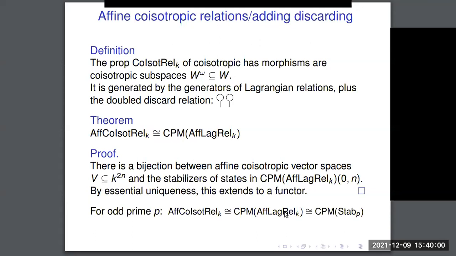Yeah, so that middle category can really be seen as a category of stabilizer tableaus, at least for odd prime dimensional fields, and then that's isomorphic basically by Gottesman-Knill to the associated stabilizer category. Yeah. Right. Okay.